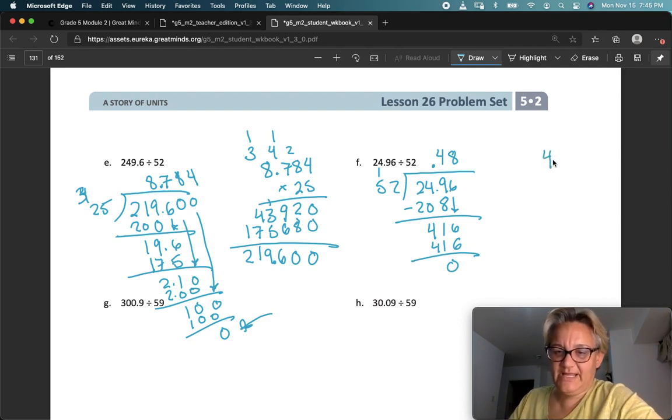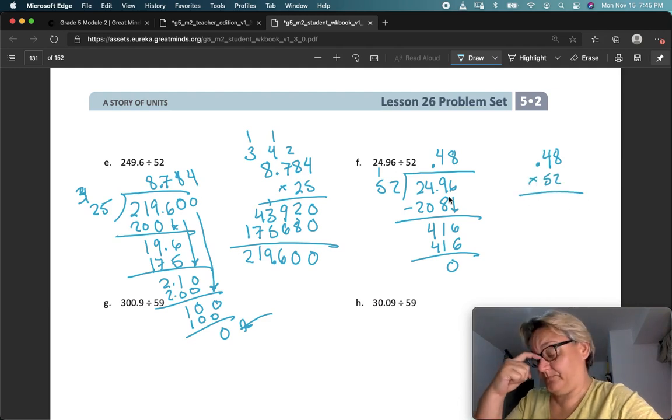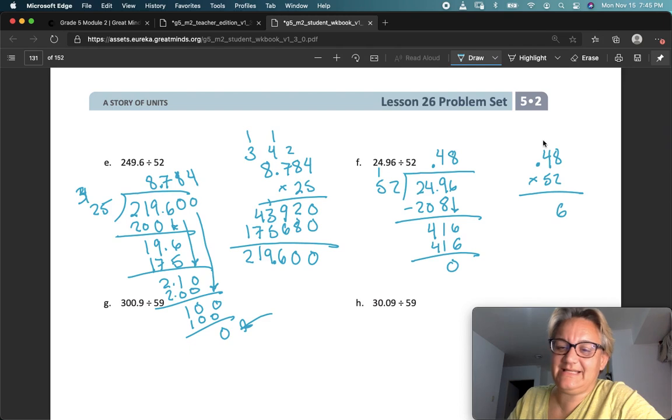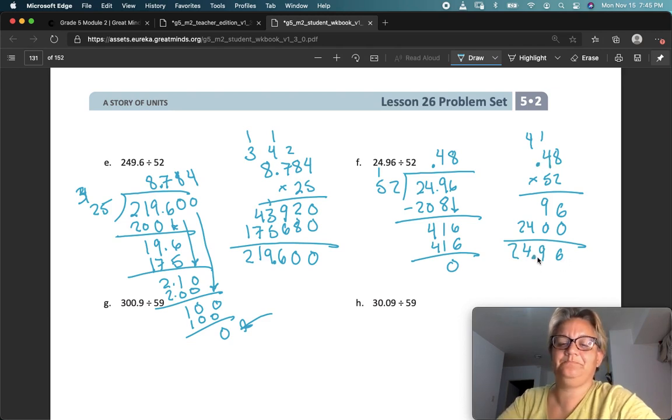Okay, 48 hundredths. 48 hundredths times 52 to check my work. 2 times 8 is 16, carry the 1. 2 times 4 is 8, plus 1 is 9. Drop the 0. 5 times 8 is 40, carry the 4. 5 times 4 is 20, plus 4 is 24. And 6, 9, 4, 2. Now I have 1, 2 decimal spaces here, so 1, 2 decimal spaces there.